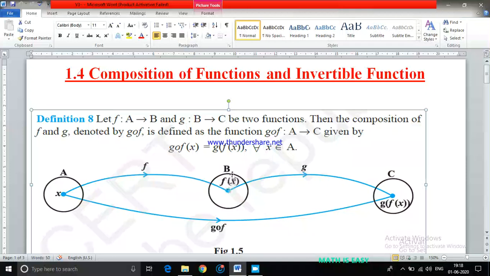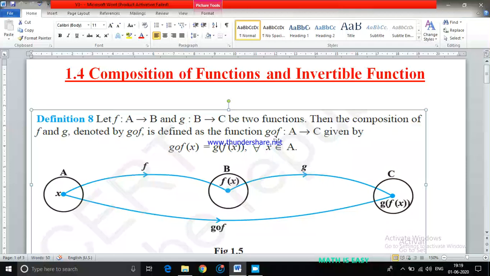Then B is the range, whatever elements are mapped here, those elements will map to another set C with the help of the function g. Okay, then gof is a function from A to C. You are coming from g to f, so you cannot say it is a function from C to A. gof is a function from A to C.